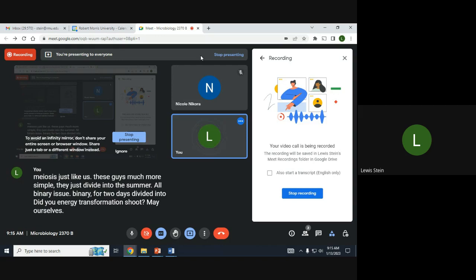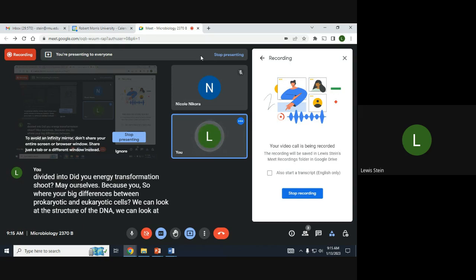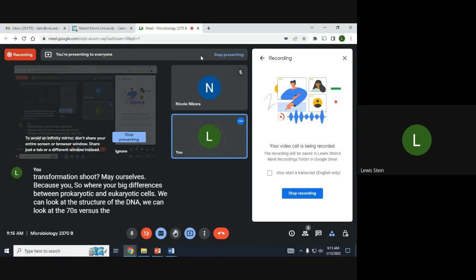Those are your differences. So where are your big differences between prokaryotic and eukaryotic cells? We can look at the structure of the DNA. We can look at the 70S versus the 80S. We can look at the cell wall, which they have, which these don't necessarily have. And what those differences are, when we begin to look at it in a larger sense, particularly in a disease-oriented sense, those are areas that matter.